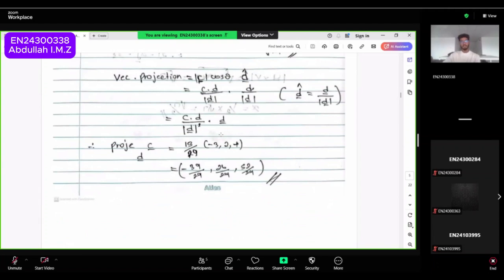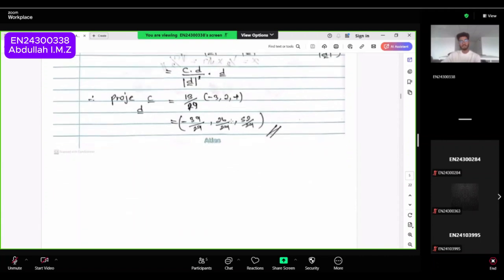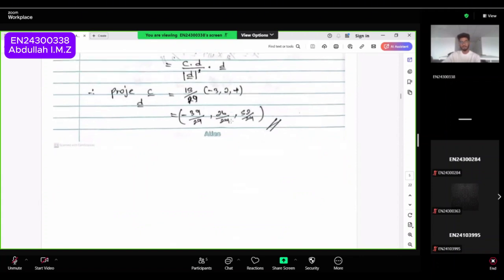And for the vector projection, we have a formula for that too, and the formula is the dot product of C and D divided by the magnitude of D squared, and we have to multiply by vector D. And the answer of that is minus 39 over 29, 26 over 29 and 52 over 29. Thank you.